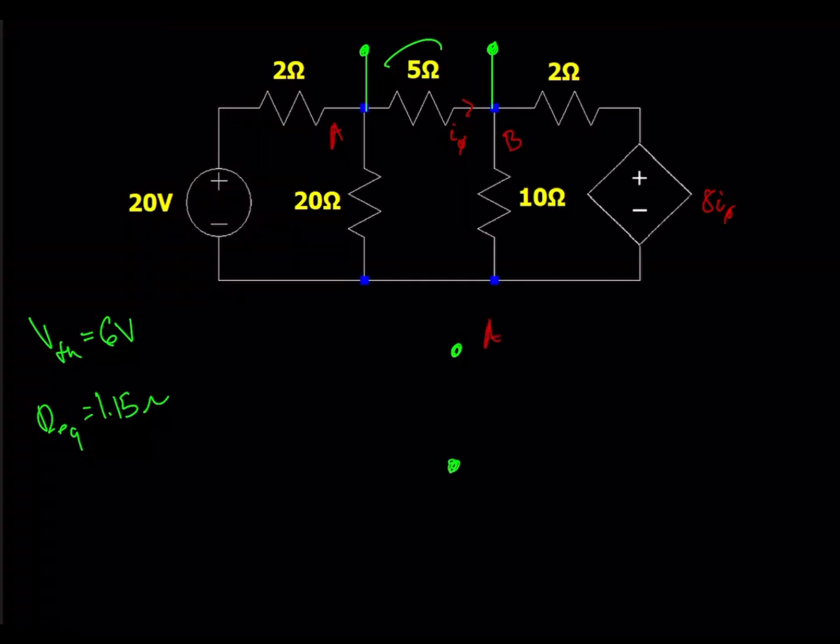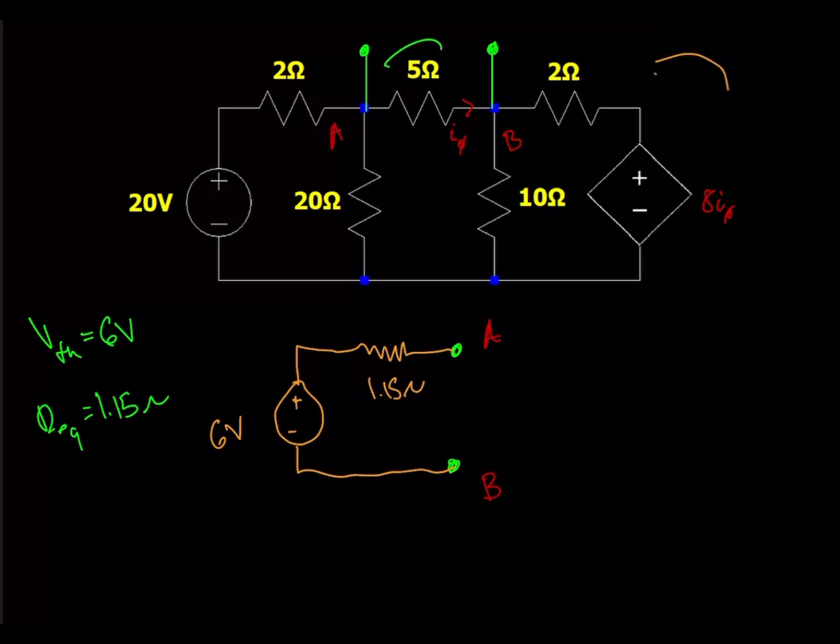and we know the behavior at these terminals, we can write this simplified model here. So this resistance value is 1.15 ohms like we found, and then this Thevenin voltage is 6 volts. So this circuit will behave exactly the same as this more complex circuit at these 2 terminals.